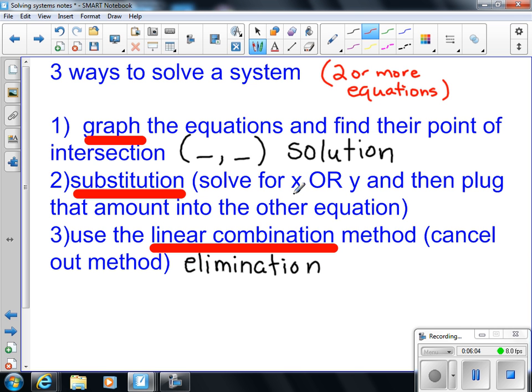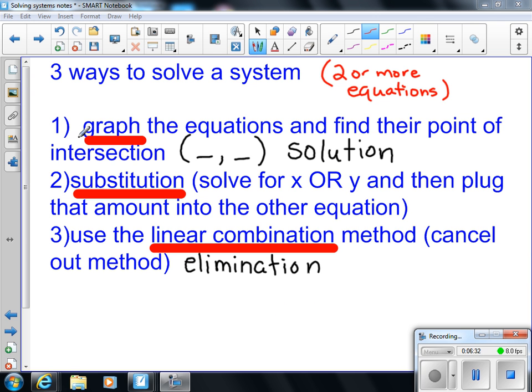Two or more linear equations. Remember, linear means it makes a straight line. So in this unit, this is basically what we're going to do. This whole unit, we're going to look at three different ways to solve a system. The first way is by graphing. The second way is by what we call substitution. And the third way is called linear combination, or sometimes you'll see it as elimination.